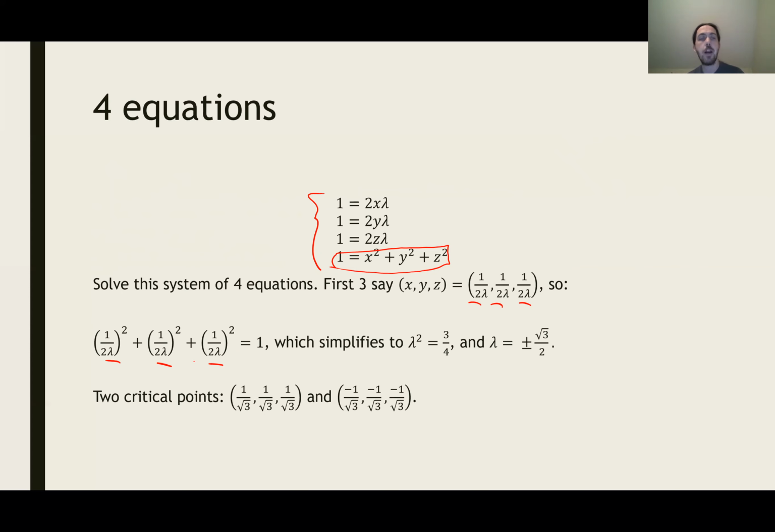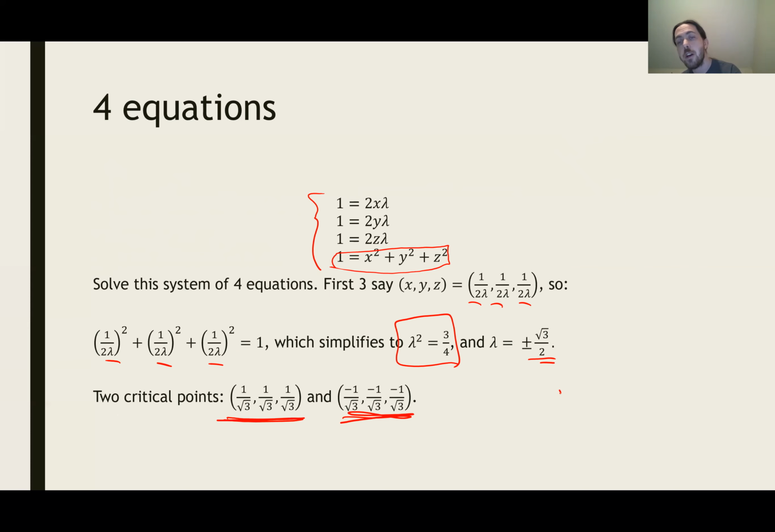And we could simplify that by multiplying both sides by lambda squared and simplifying. It turns into lambda squared is equal to 3/4, or equivalently, lambda is plus or minus the square root of 3 over 2. If lambda is plus the square root of 3 over 2, we get this critical point. And if lambda is minus the square root of 3 over 2, we get that critical point.